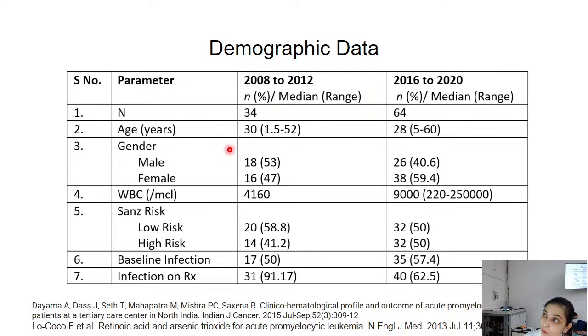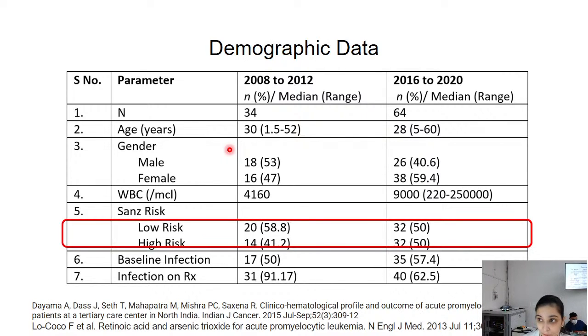If we compare this to our recent data, we had 64 patients between 2016 and 2020 with a median age of 28, 40% being males and 59% being females. The median WBC count was 9,000, and 50% belonged to SANS low risk and 50% to SANS high risk. Baseline infections were seen in 57% of patients and infections during therapy were present in 62% of patients.